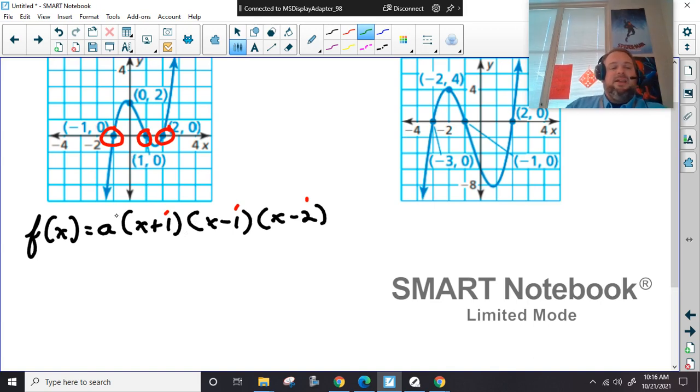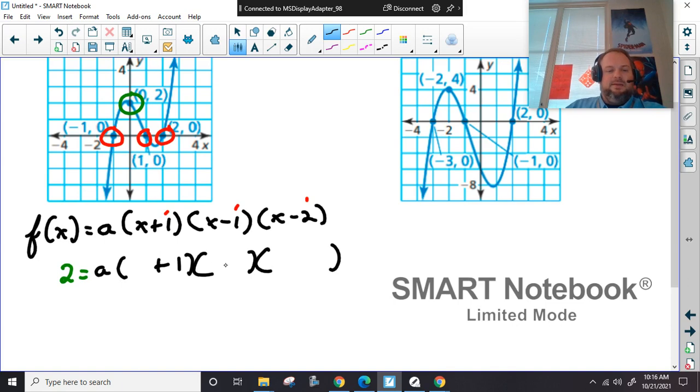Now, what is our y-intercept? Yeah, so we're going to put 2 right here, because our f of x is understood to be y. And we don't know a, that's what we're solving. Now, what are we going to put in all these spots? Yeah, where x is, we're going to put a 0.